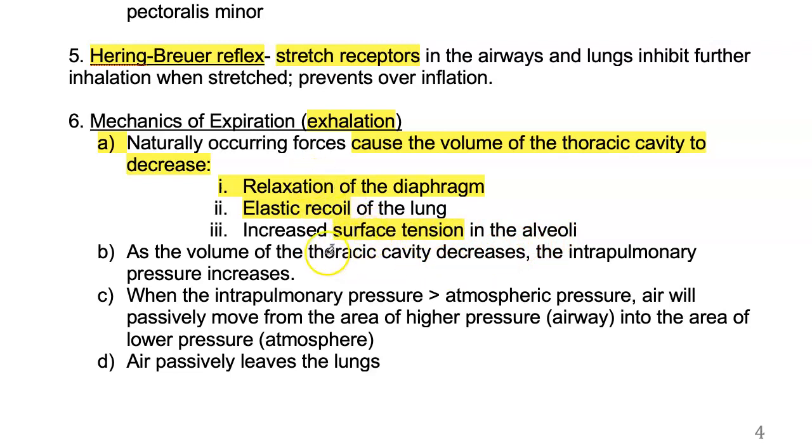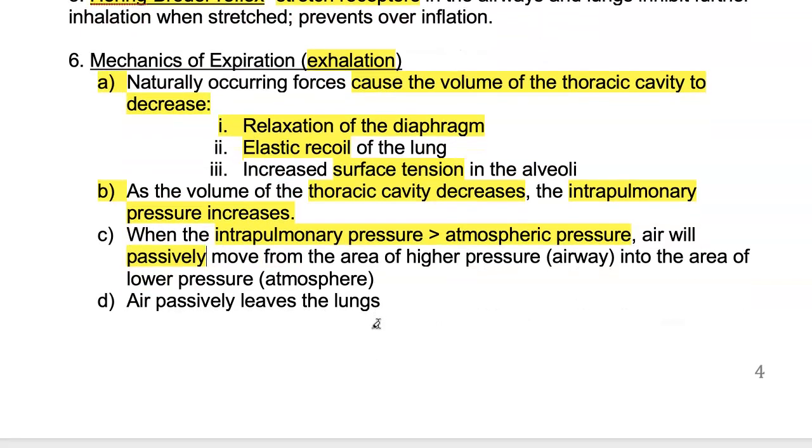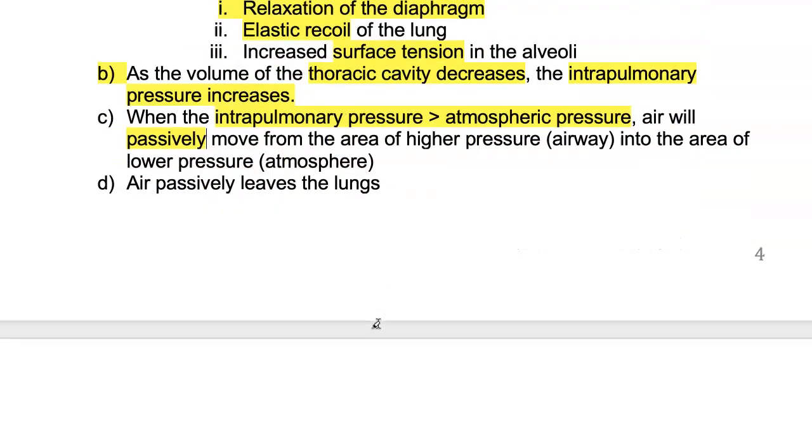And so when these areas spring back to their original state, that's going to decrease the volume of the thoracic cavity. And if we decrease the volume, that will increase the pressure. That increases the intrapulmonary pressure. And all you have to do is increase that pressure above atmospheric pressure. And that's going to force the air to passively move from the lungs out of the body. And so expiration or exhalation is very passive. It's just everything springing back to normal. It decreases the volume of the thoracic cavity. That increases the pressure on the air in the lungs, and it forces that air out.